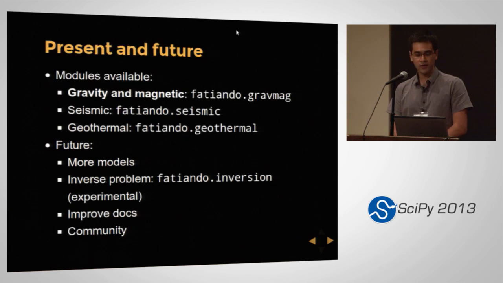So for the present and the future, the current modules that I have, as I said, are mostly focused on gravity and magnetics. I hope to expand the seismic package more as I try to get more collaborators, and the geothermal package as well. So for the future, we want to have more models, maybe work a bit more on the inversion framework, improve the documentation, which is present, but it's not very thorough, and try to get some kind of developer community around this. So I already have some of my friends that started working on this, so maybe that can build more and make more people's lives easier.